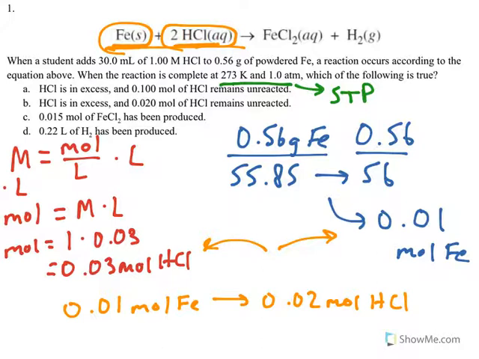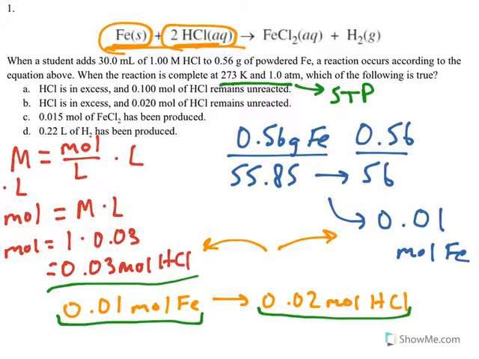So now that we know that, let's go through these answers. A, HCl is in excess. That is true because iron is limiting. And 0.1 mole of HCl remains unreacted. Well, we just determined that to use up 0.01 mole of iron, you would need 0.02 mole of HCl. Since you have 0.03 mole of HCl, there would only be 0.03 minus 0.02. There would only be 0.01 mole of HCl left over. A says 0.1 instead of 0.01, so A is incorrect.